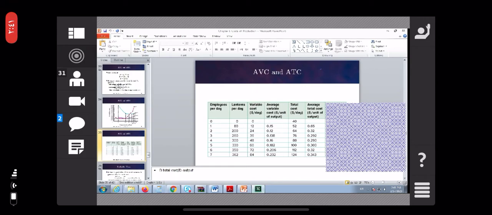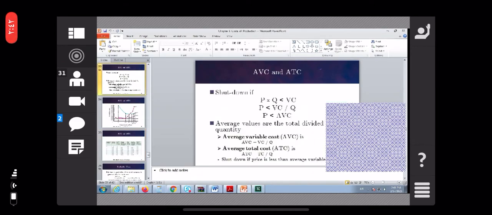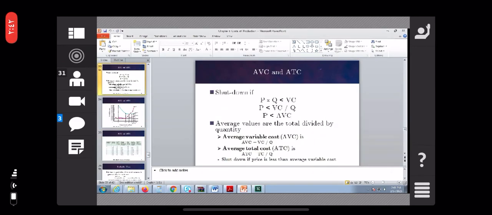The difference between VC and AVC: AVC is the average, and VC is the variable cost, التكلفة المتغيرة، وهنا متوسط التكلفة المتغيرة. How did I get the AVC? I'll show you here. It was a VC, then I divide by Q, then I got the AVC.